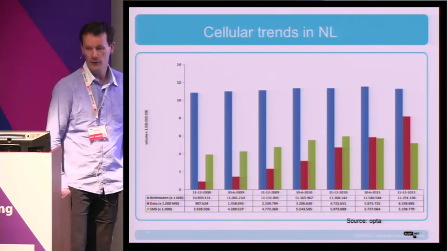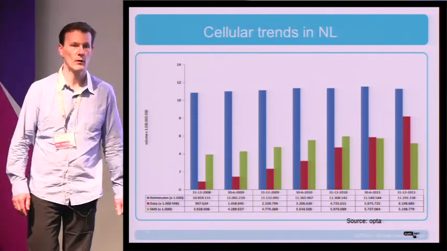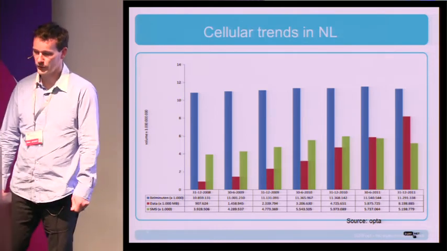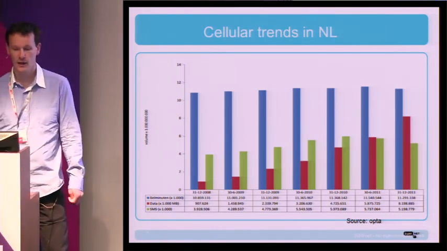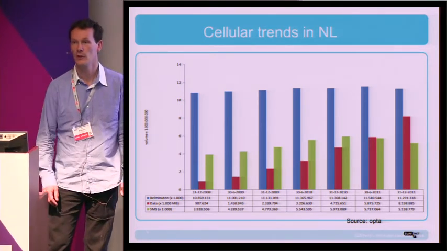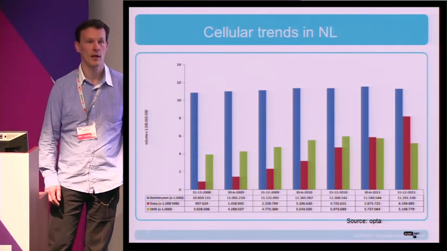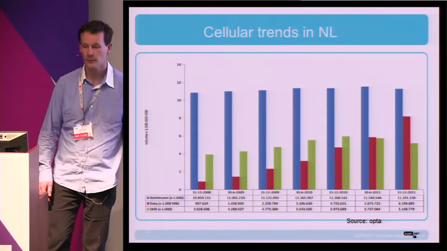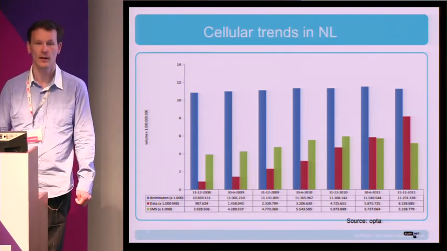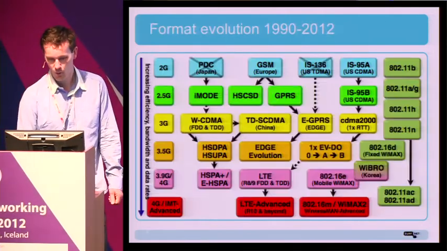But there's also another trend in the Netherlands, and also in your countries, of course, and that's the cellular trend. You can see in these graphs the trend that the number of calls, the voice actually using GSM, is dropping, and also the number of text SMS services is dropping. But there's one growing, and that's the red one, and that's the data. No surprise, of course. But how are they going to cope with that?